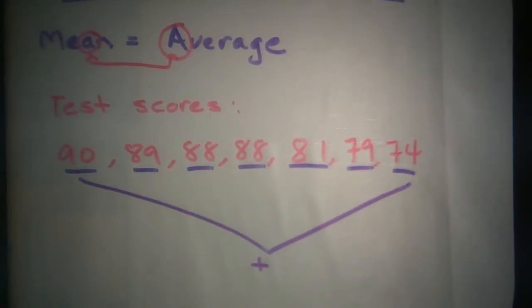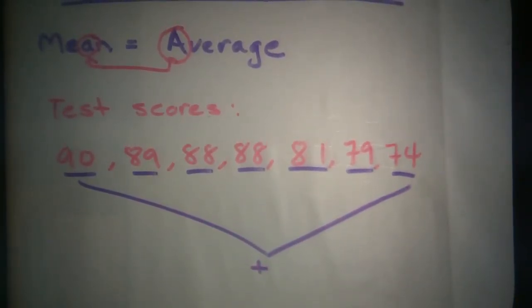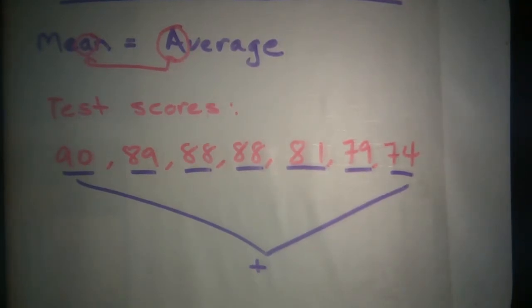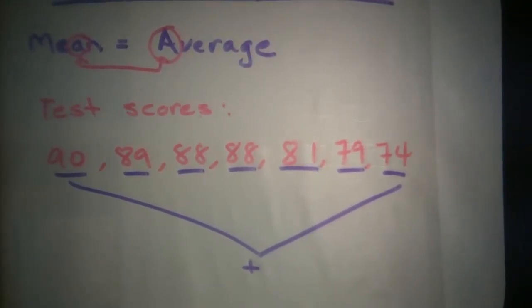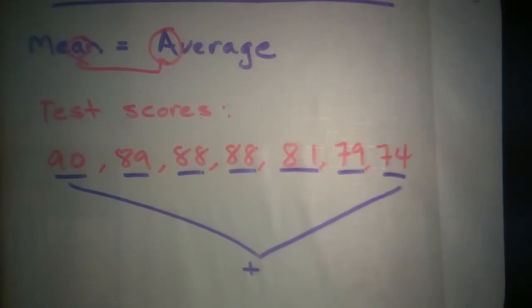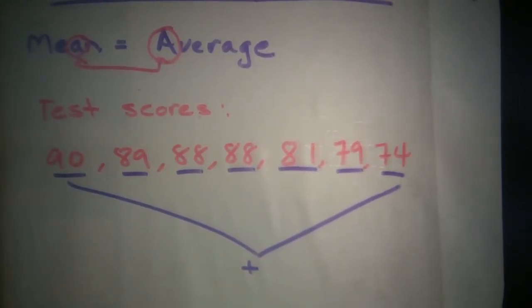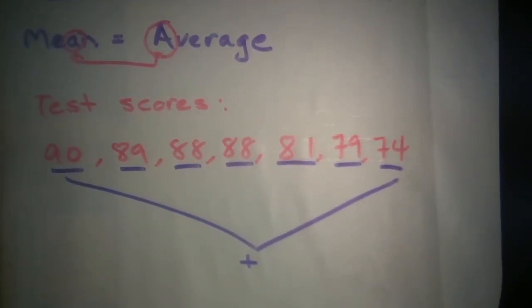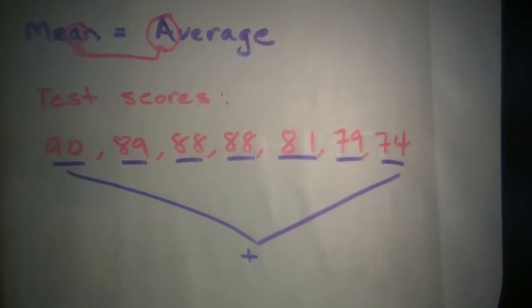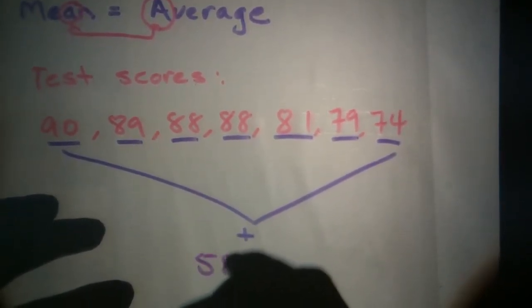You can use a calculator if I allow it. Of course, on a test, if it's not allowed, you have to just add them up yourself. So 90 plus 89 plus 88 plus 88 again. If there's duplicates, add them in, plus 81 plus 79 plus 74 equals 589.